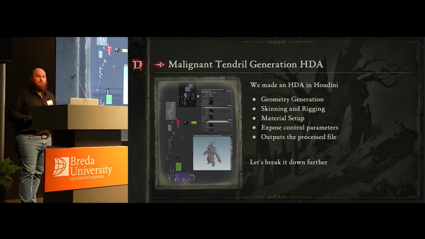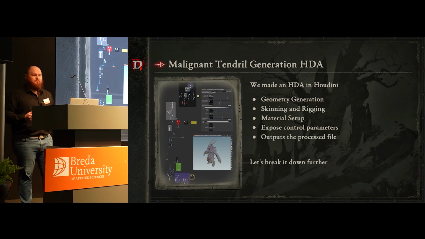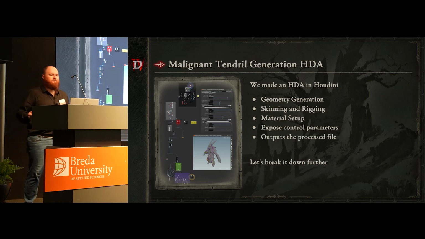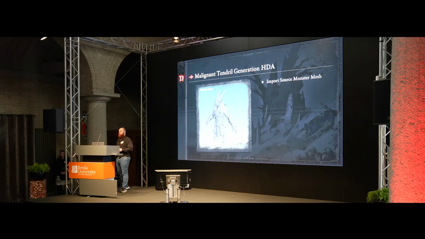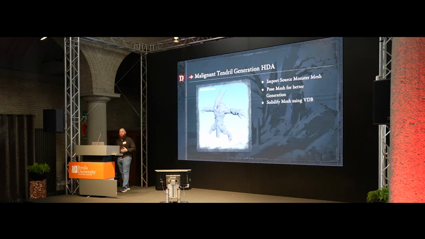So we made an HDA in Houdini, which handles geometry generation, skinning, rigging, and material setup. We've also exposed control parameters, and it outputs a processed file. But let's break it down a little bit further. First, we import our source monster mesh. We pose the mesh for better geometry generation. We solidify the mesh using VDBs. We remove cavities, again, for better geometry generation.